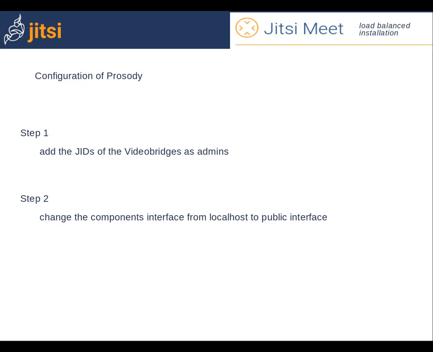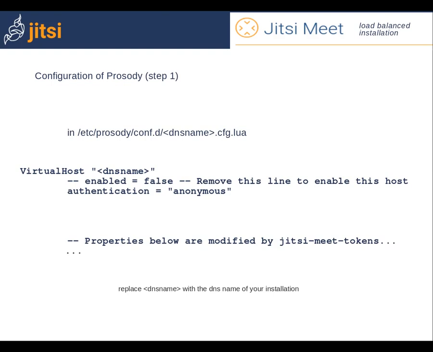And then, since the additional video bridges will connect from outside, the interface that Prosody listens on for component connections must be set to an external one, because by default it is localhost. Now we'll add the video bridge JIDs as admins in the virtual host configuration file in Prosody.